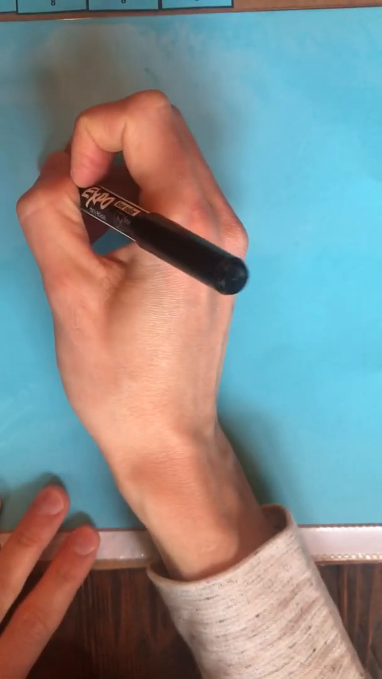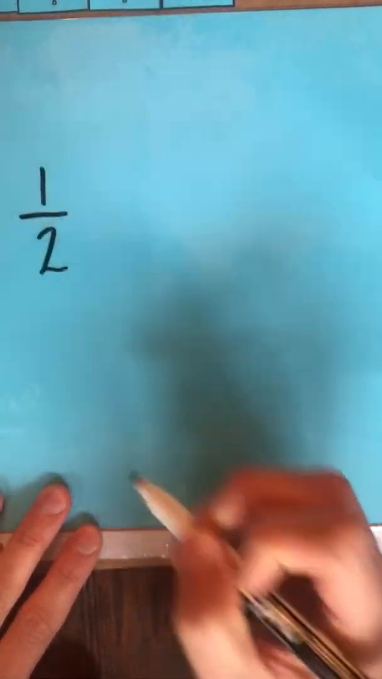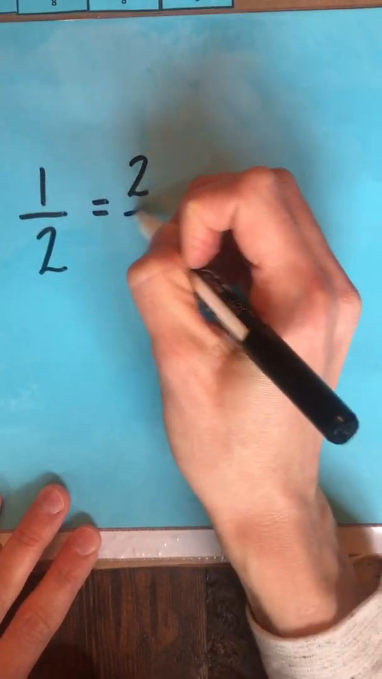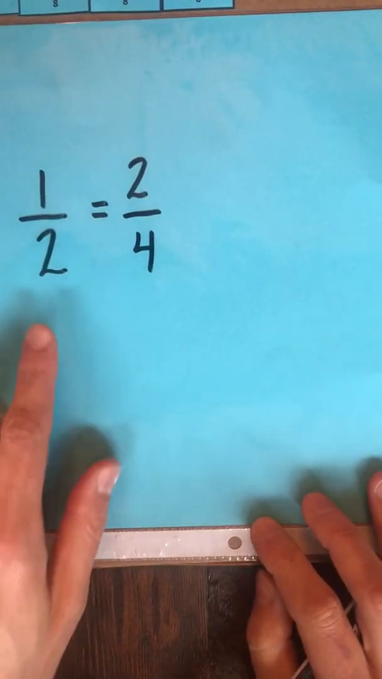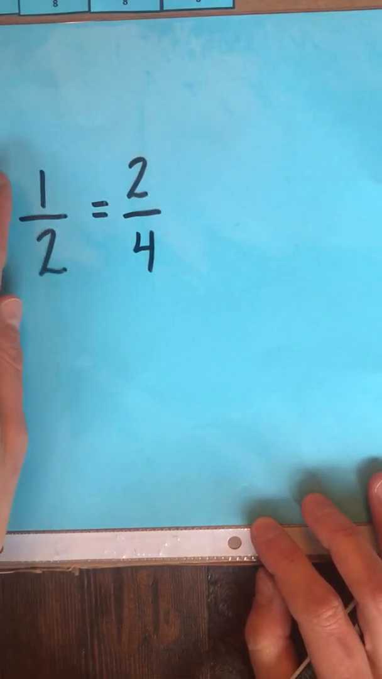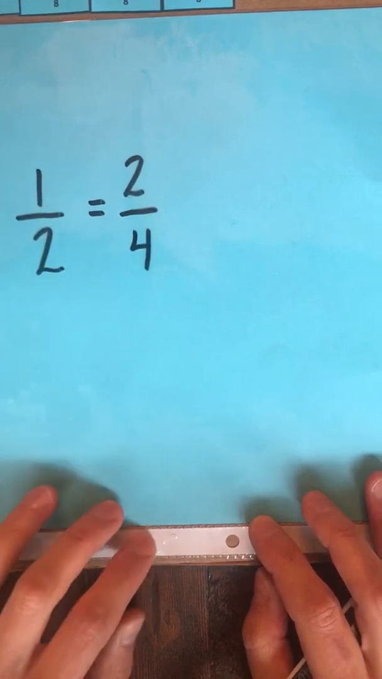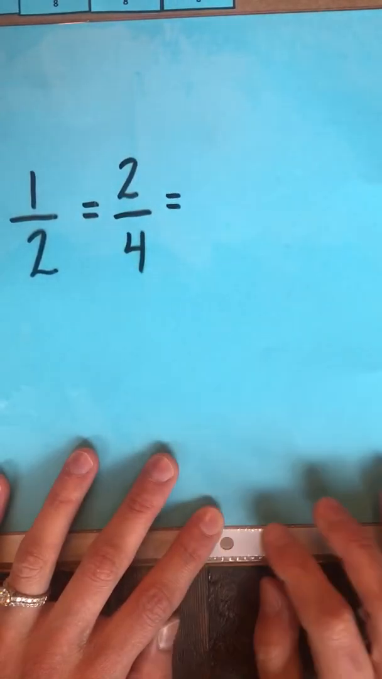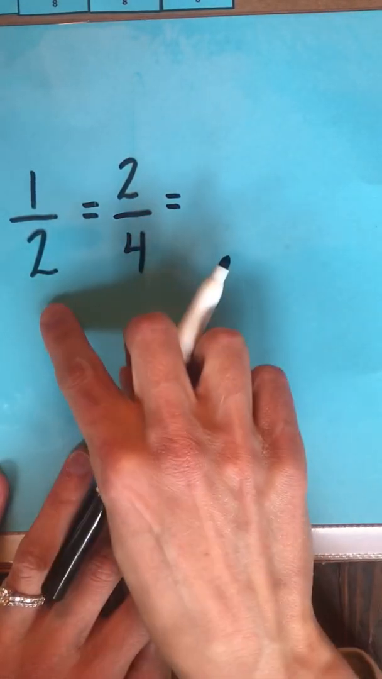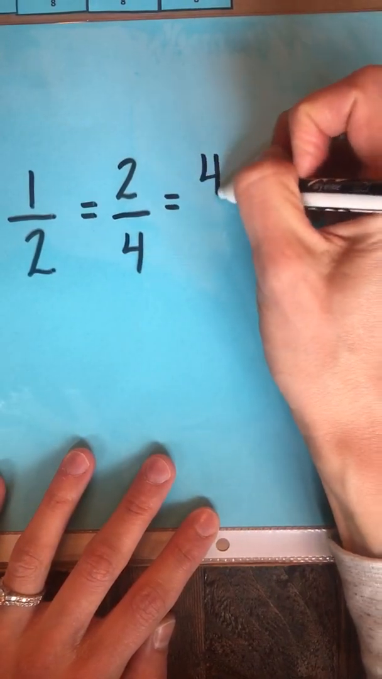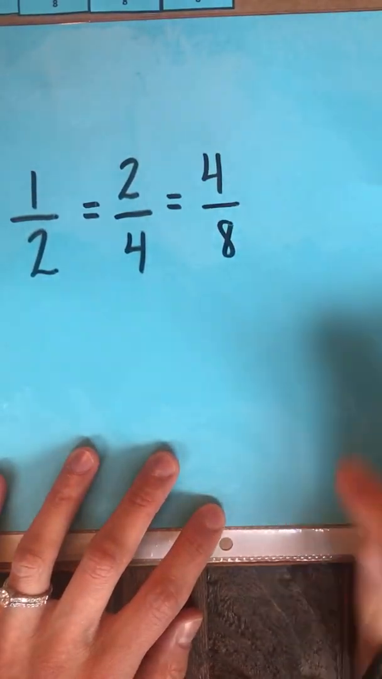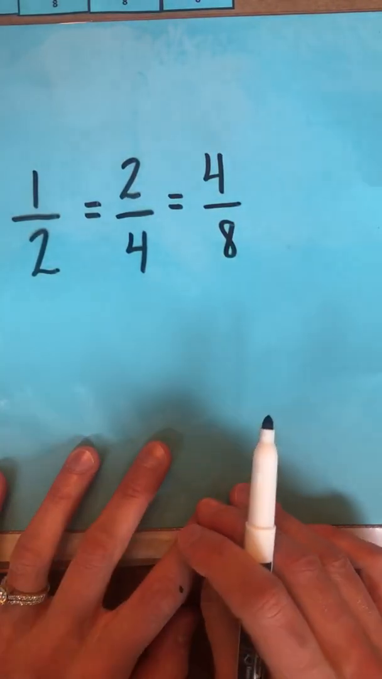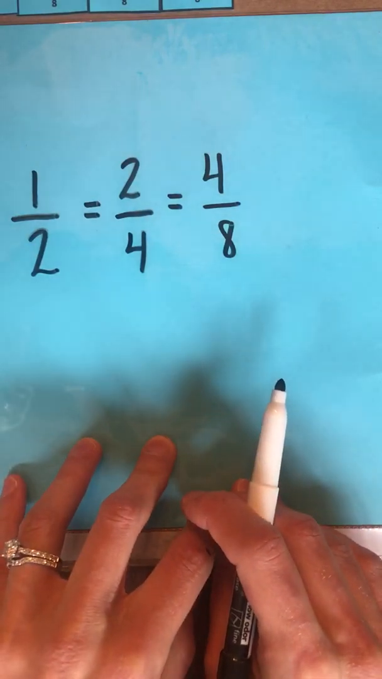So if I write the fraction 1/2, the fraction 1/2 is equivalent or equal to the fraction 2/4. These fractions look different, right? They use different numbers, but they still represent the same part of the whole. Another fraction that's equal or equivalent to 1/2 and 2/4 is 4/8. So again, 4/8 looks different than 2/4 and 1/2, but they're equivalent because they represent the same part of the whole.